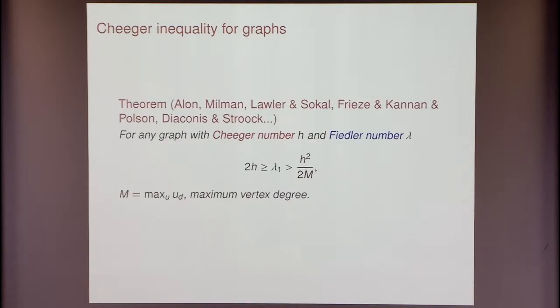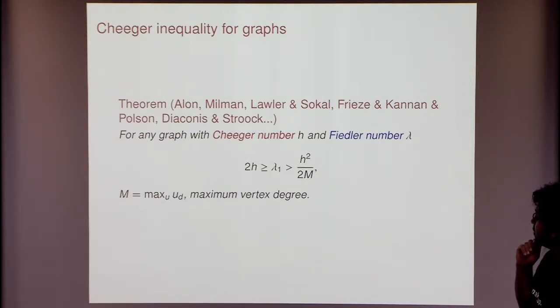And the classic form of the Cheeger inequality, at least for graphs: Noga Alon studied this for expander graphs. Milman was very interested in some notion of geometry of this. Lawler and Sokal looked at this for the case where you also had absorption. And Percy talked a little bit about this the other day. Frieze, Kannan, and Polson studied this for Markov chain theory. And again, there's very nice work by Diaconis and Stroock on this as well.